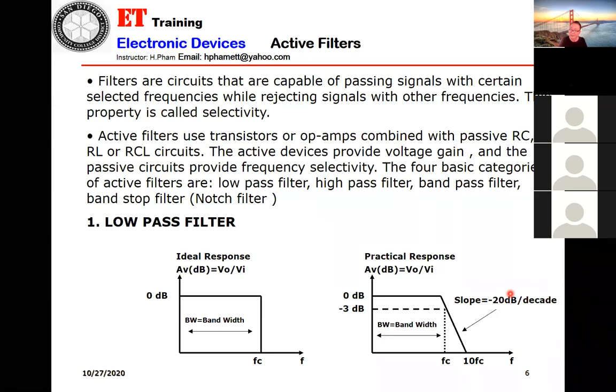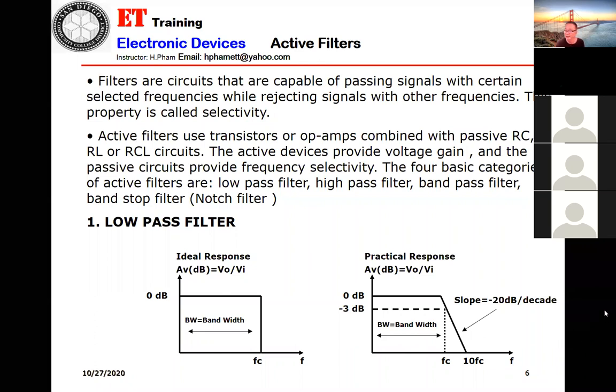Active device provides voltage gain, and the passive circuit provides frequency selectivity. They're telling you that an active filter has two parts. One, they're using an op-amp to get the gain, which has nothing to do with the frequency. However, the frequency will be defined by R, C, and L. That's the passive component. The active device provides voltage gain, and the passive circuit provides frequency selectivity.